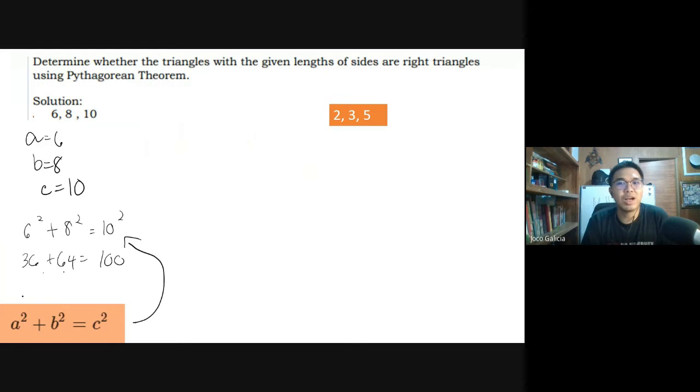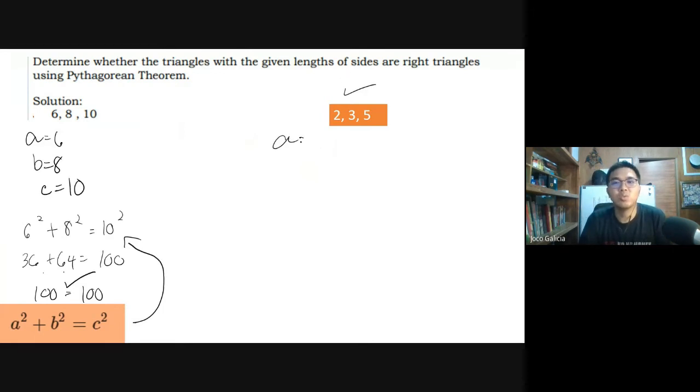36 plus 64 ay 100. 100 is equal to 100. So, therefore, ito ay isang right triangle. So si 2, 3, 5 naman tayo. Pinuprove natin dito na kung right triangle ba itong 2, 3, 5.